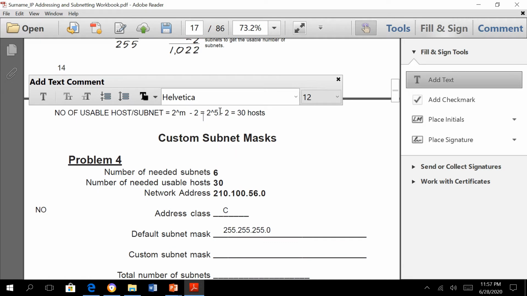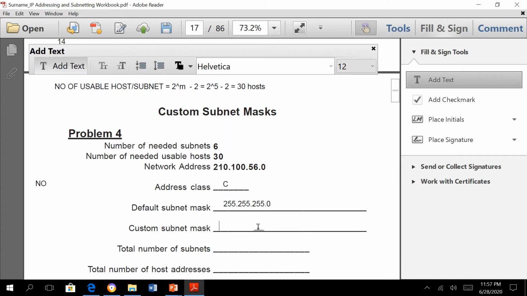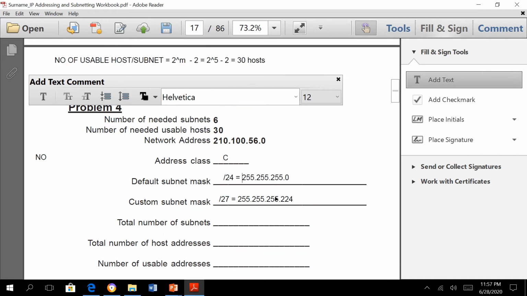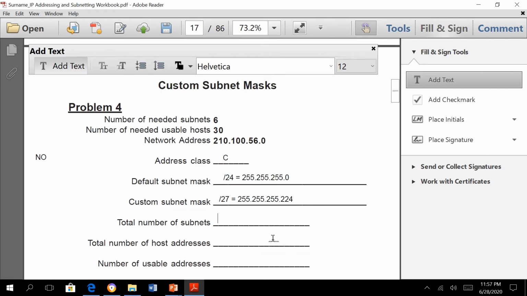And then, how do we get the subnet mask? That's 32 minus the m. 32 minus 5, which is slash 27. What is slash 27? It's 255.255.255.224. This one, I'll just write the prefix. This one is slash 24. Next, total number of subnets.